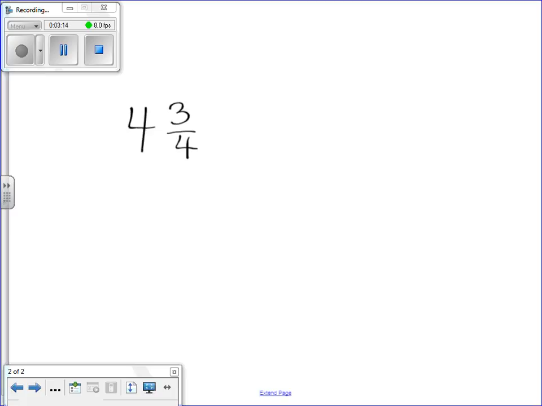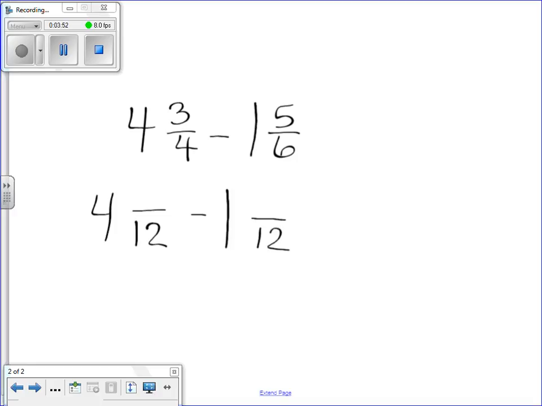4 and 3/4 minus 1 and 5/6. Least common denominator, 12. 24 is okay, 12 is better. 24 is a guarantee that you're going to have to simplify. 24 is okay, it's not wrong. 12 is better. So if I do 12, 4 to get to 12, 3. 3 times 3 is 9. 6 to get to 12, 2. 2 times 5, 10.